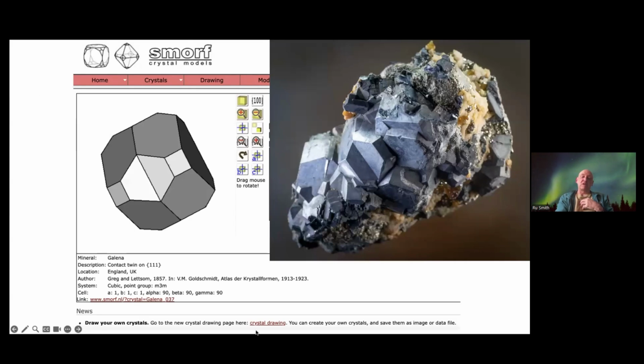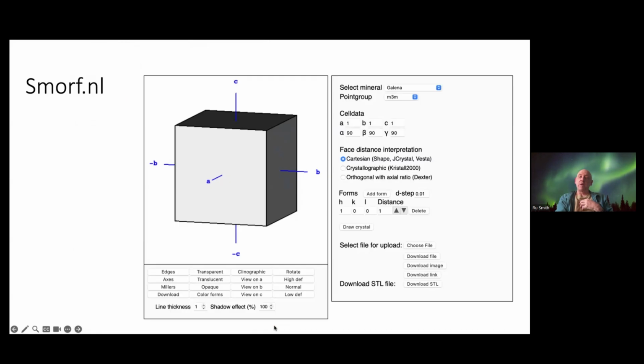Going back for a moment, down the bottom here, it says crystal drawing. If you hit that, it takes you into a new area where you can make crystals. And you choose your mineral, and then smorf will tell you what the crystal class is. And these are not very self-explanatory, these different crystal classes, but it describes the different symmetry operations for each of them. And it shows us what the unit cell is.